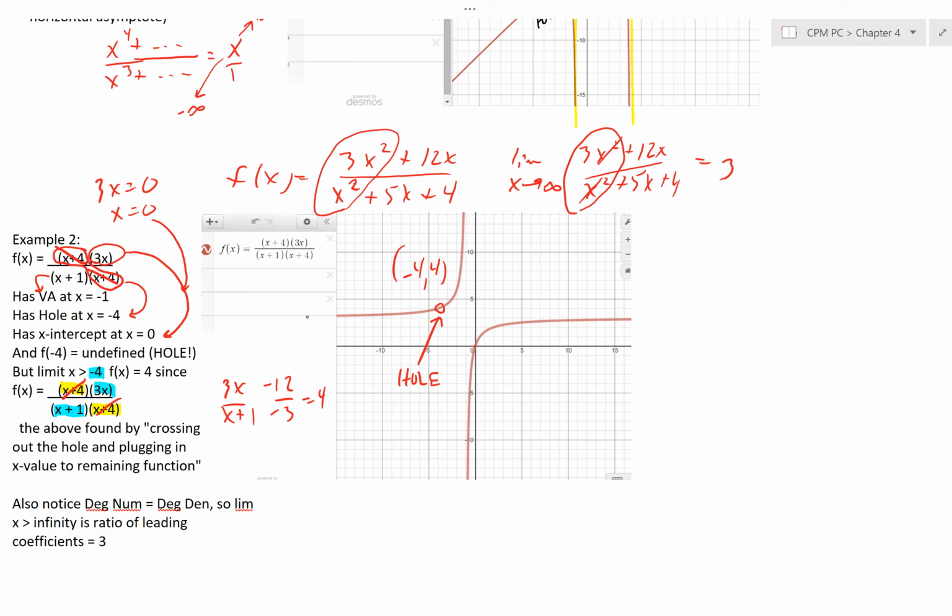Okay, so that tells us there's a horizontal asymptote at y equals 3. Horizontal asymptote y equals 3, and we see that on the graph.